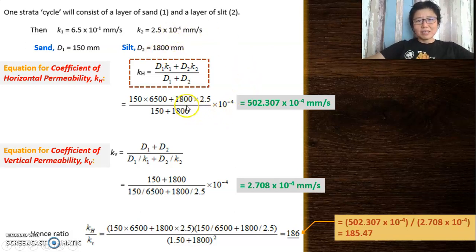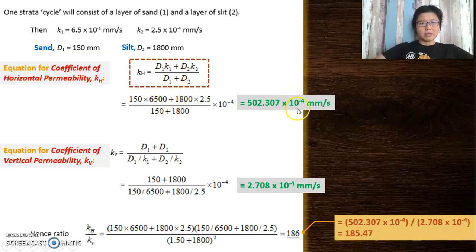Remember, in this case, you'll probably be asking, why is this becoming 6,500? Because we want to take out the power of 10 to the negative 4. So 6.5 times 10 to the power of negative 1 is the same as 6,500 times 10 to the power of negative 4. Correct? It's just simple mathematics. You know that, don't worry. Divided by the total thickness of both. And you find that this is the answer. Okay, don't forget the 10 to the power of negative 4 there.